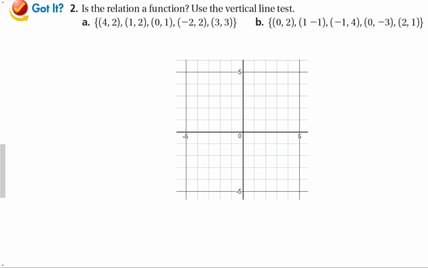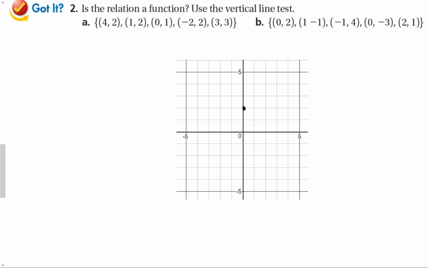Is it a function? So for the first one: 1, 2; 0, 1; -2, 2; and 3, 3. Well, just looking at them, looking at the vertical line test, the vertical line never hits the graph more than once. Okay? So let's clear this off and look at the second one.